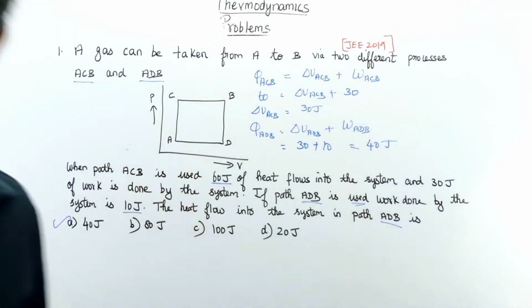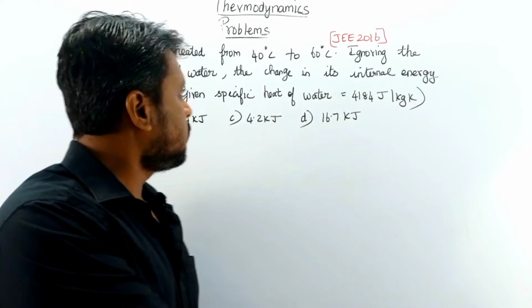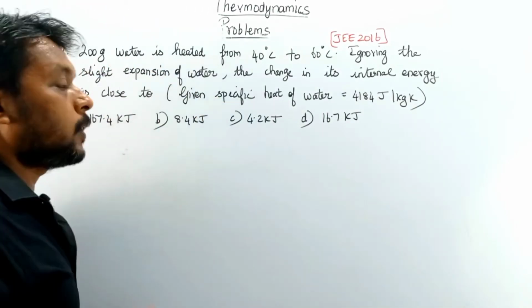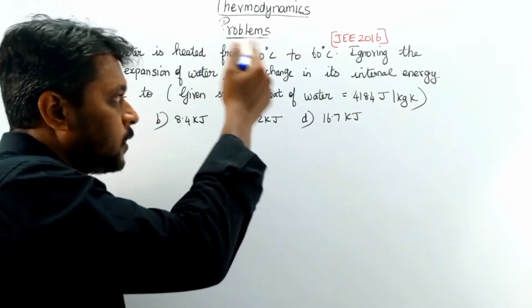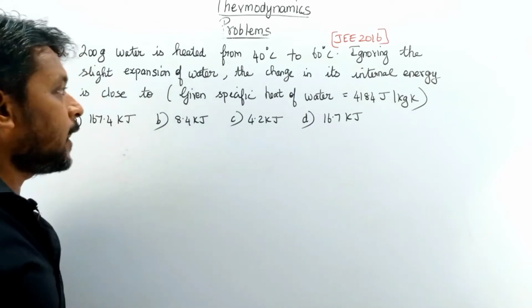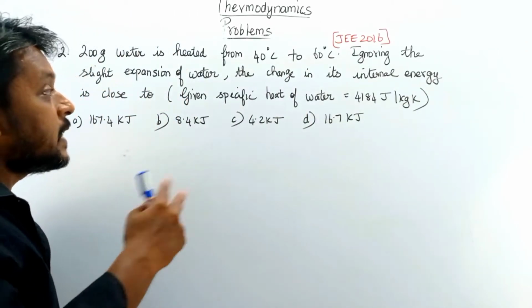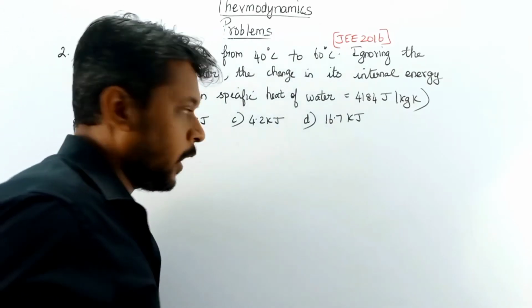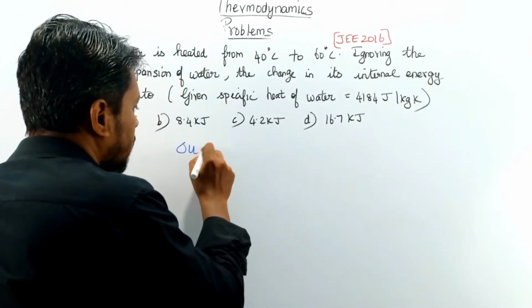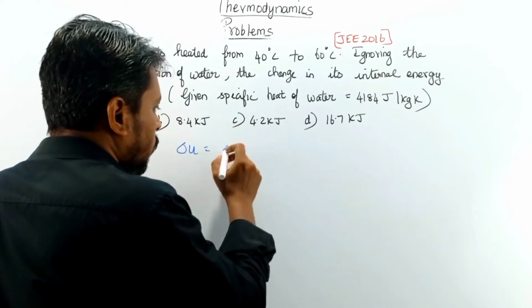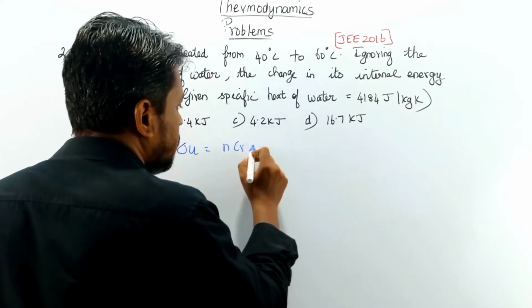Okay, the second problem. In this problem, 200 gram of water is heated from 40 degrees Celsius to 60 degrees Celsius. Ignoring the slight expansion of water, the change in its internal energy is close to what? We know that the change in internal energy is nCV delta T.